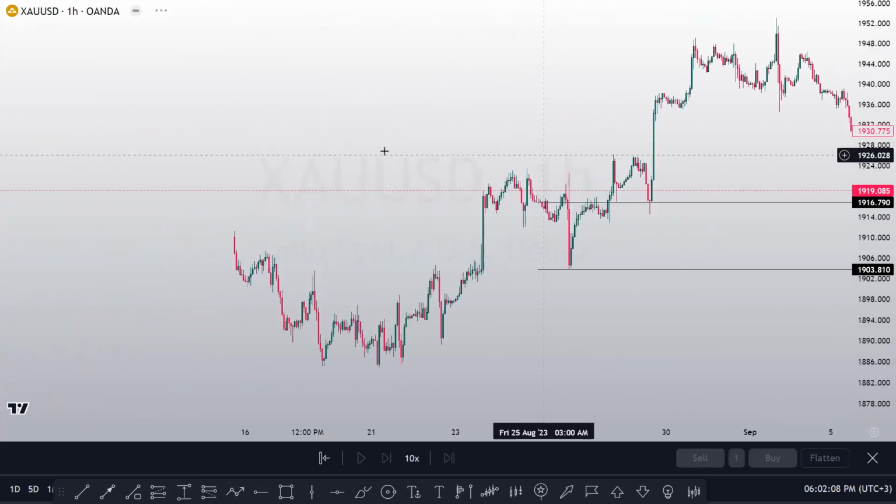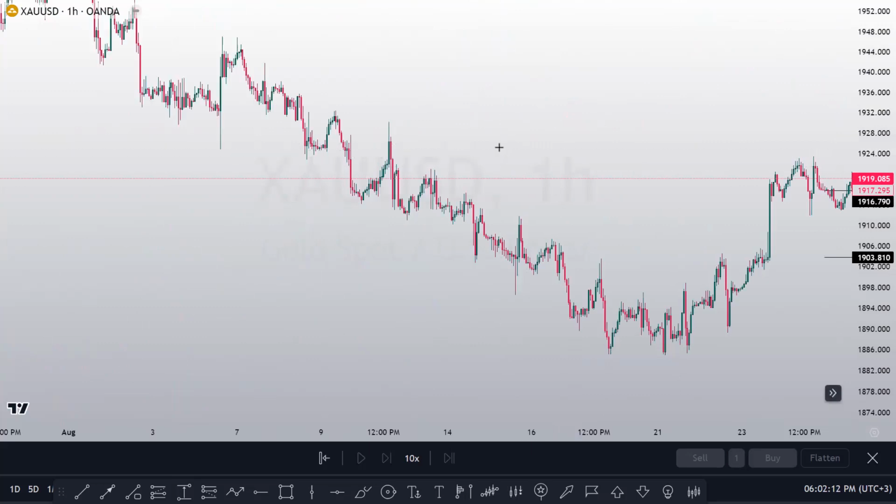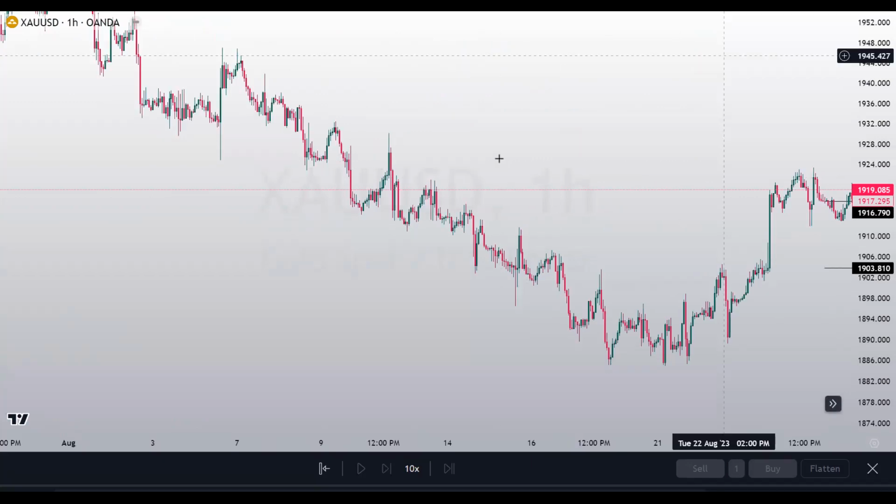So that was all about these two entries. I hope you actually understood something on these specific entries.